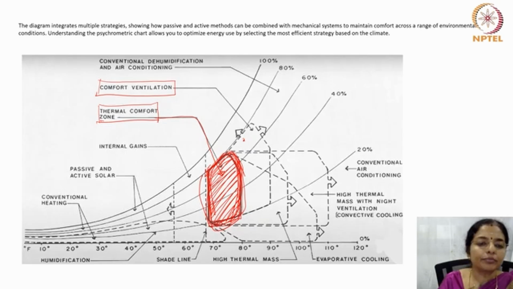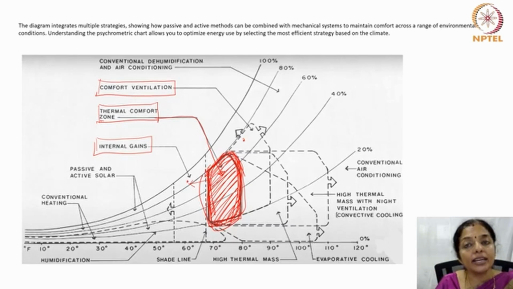Then, internal gains. If the condition falls on this side, what happens? Internal gains refers to the heat generated by internal sources such as people, lighting, and equipment. These gains can help keep spaces warm in cooler climates and contribute to overall comfort. Then we have high thermal mass.